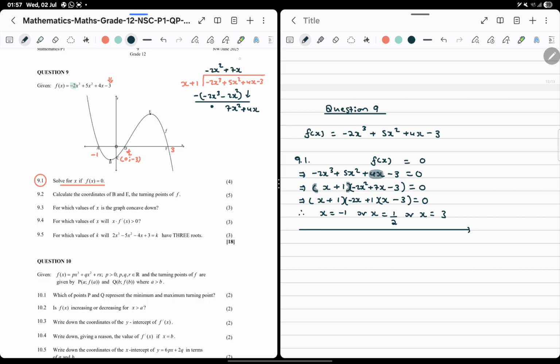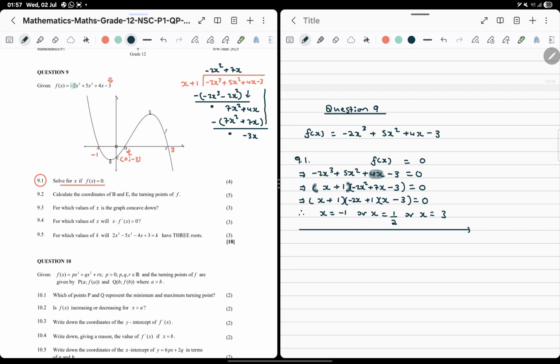It goes 7x times. 7 times that is going to be 7x squared. That times that is going to be 7x. Again, there's a negative hovering around, so this goes to 0. This is 4 minus 7. It's going to be minus 3x.